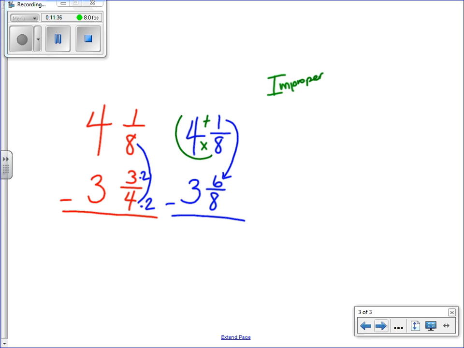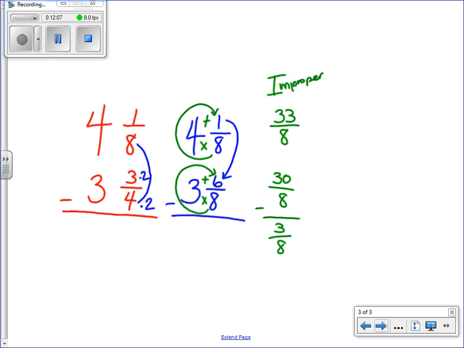Texas lasso. 8 times 4 is 32, plus 1 is 33. And the denominator stays the same. Texas lasso. 8 times 3 is 24, plus 6 is 30. Denominator stays the same. Now I can subtract because my bigger number is on top. 33 minus 30 is 3. Denominator stays the same, so 3/8.